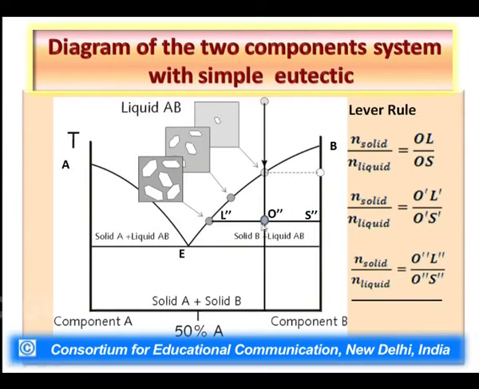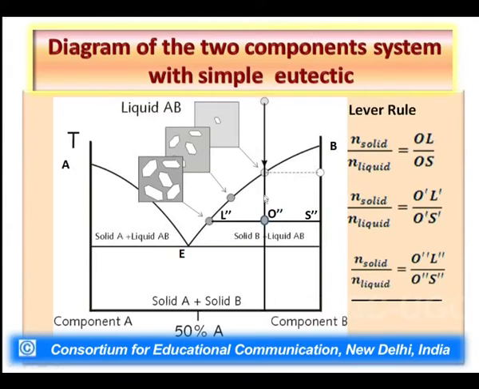Now, you can see over here that this point O double dash does not coincide with point L double dash, which represents the composition of the liquid phase, and moreover it also does not coincide with point S double dash, which represents the composition of the solid substance. Having said this, one thing is very important to note: the length of the line segment from O dash to S dash or O double dash to S double dash is constant.